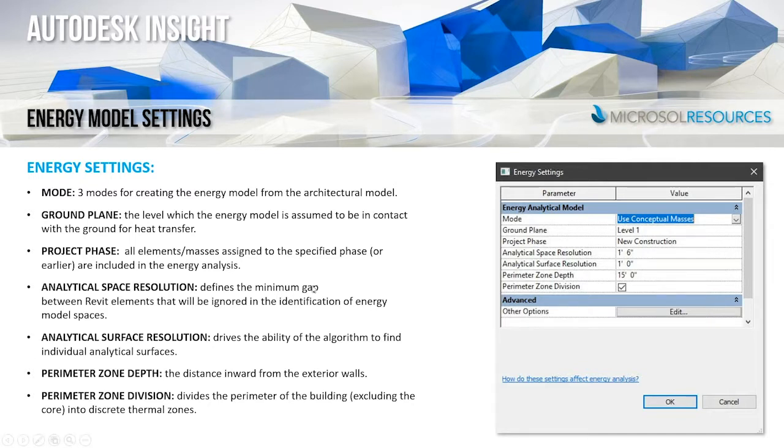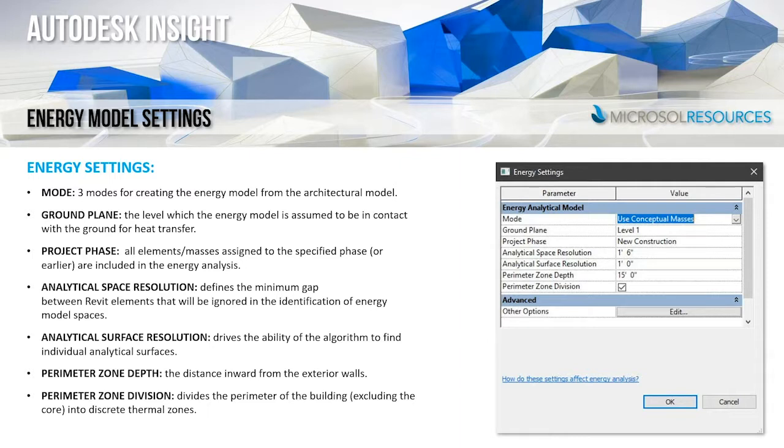So our next setting here would be the core of a building has heating and cooling loads that differ from the perimeter because it's not directly exposed to external weather conditions or daylight through windows. So the perimeter zone depth, this setting right here, specifies the distance measured inward from the exterior walls to define that actual perimeter zone.